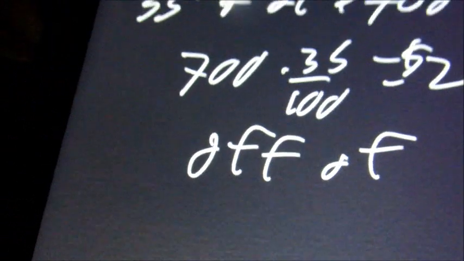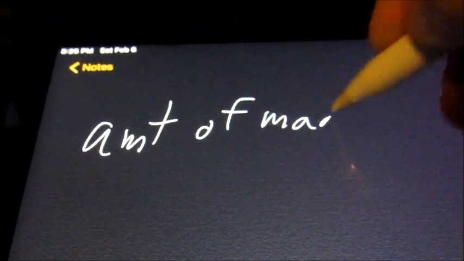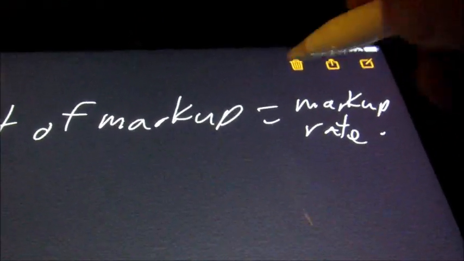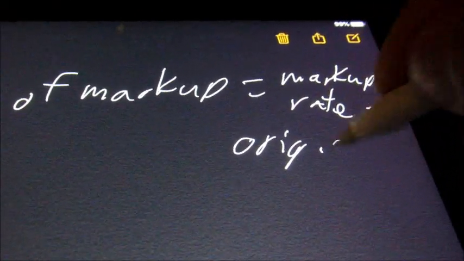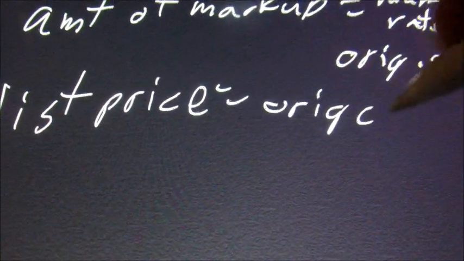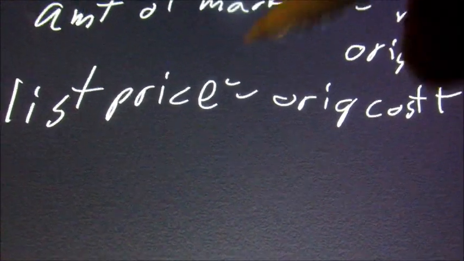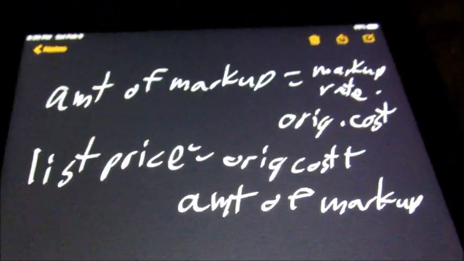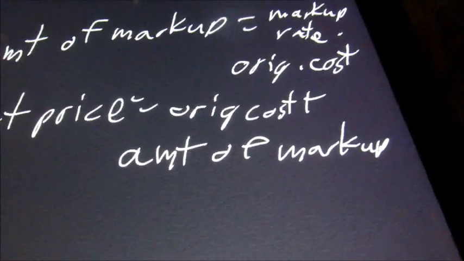So another way that things are written in this section are for amount of markup. So the amount of markup equals markup rate times original cost. And then the list price equals original cost plus amount of markup. Now you're going to see a lot of these in wholesale going to resale.